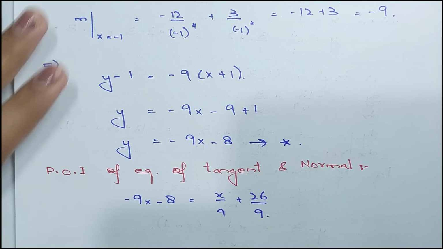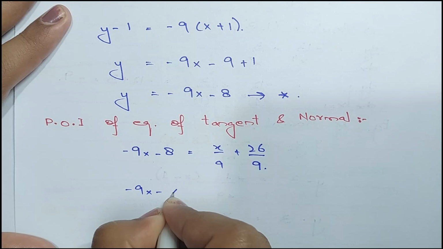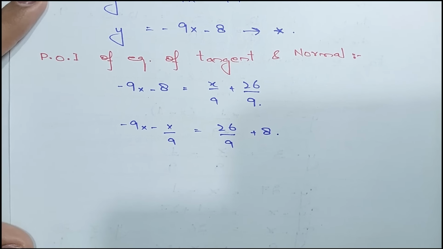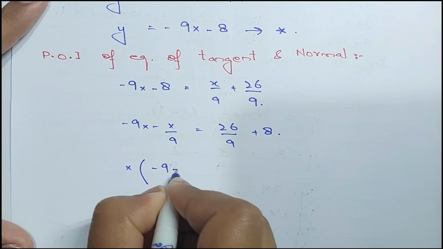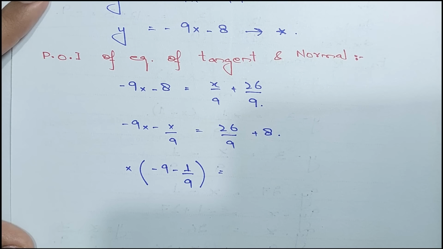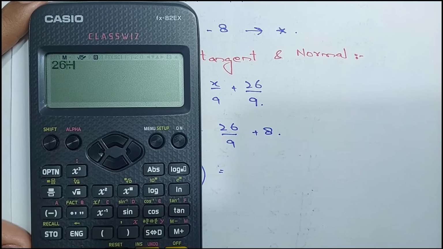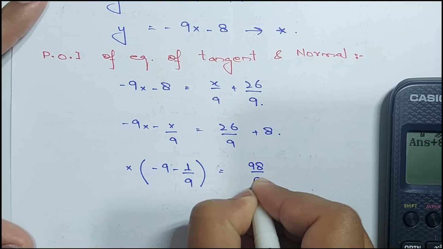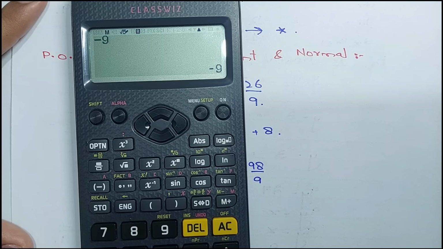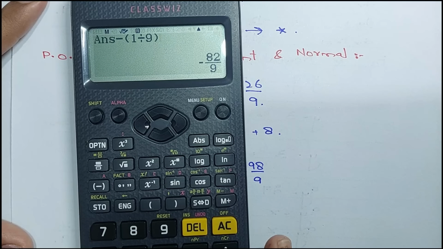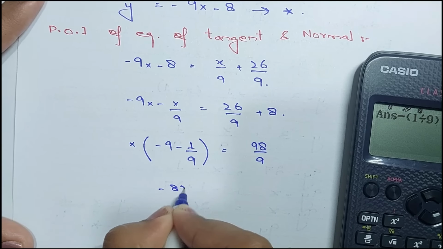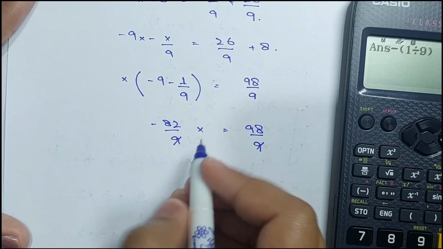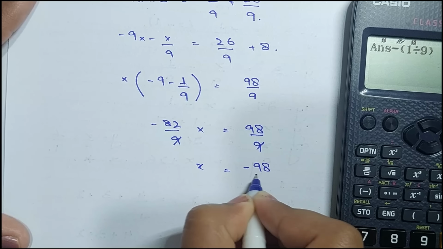Let me combine the like terms. So minus 9x minus x over 9 equals 26 over 9 plus 8. Let me take x common. We have minus 9 minus 1 over 9, and on the right 26 over 9 plus 8 would be 98 over 9. Minus 9 minus 1 over 9 is minus 82 over 9. So minus 82 over 9 times x is 98 over 9. The 9 cancels with the 9, and x is negative 98 over 82.